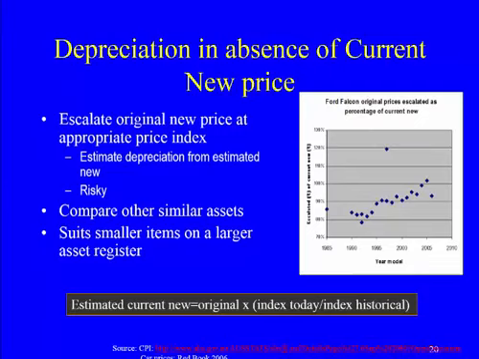Well, obviously we look for the market for resales of these assets wherever possible. But if we need to depreciate them, we can't depreciate them against the current new price because there isn't any. The way we overcome that is by escalating the original new price at an appropriate price index. Now, the most common price index that most people think of is the inflation rate, or the consumer price index. However, the Australian Bureau of Statistics also keeps more specialised price indexes or inflation rates for different situations.